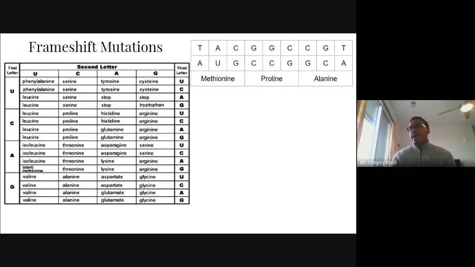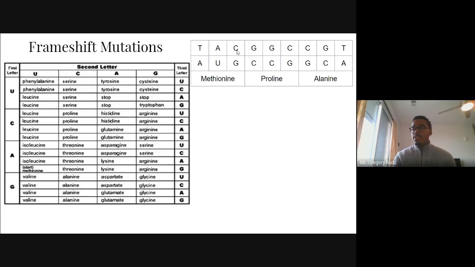So let's say that I have my DNA on the top, and my DNA sequence is TACGGCCGT. When I transcribe that DNA into mRNA, I end up with AUG CCG GCA. Now, hopefully you all remember this. This was something that we did practice quite a bit several months ago. But remember, when we transcribe DNA, T is transcribed to an A, and A gets transcribed to a U, because there are no T's in RNA.